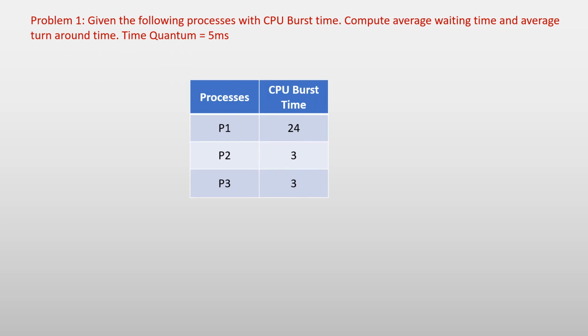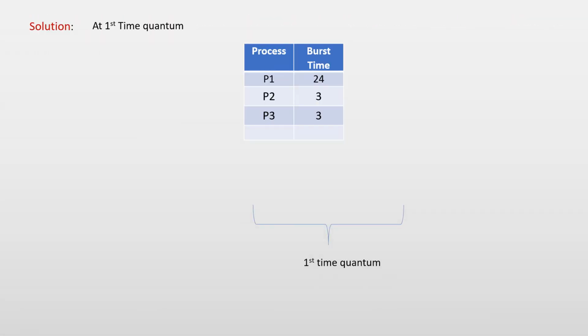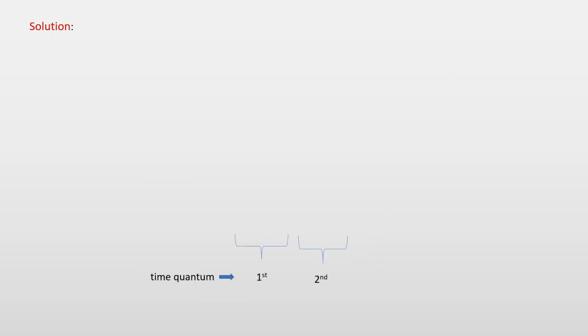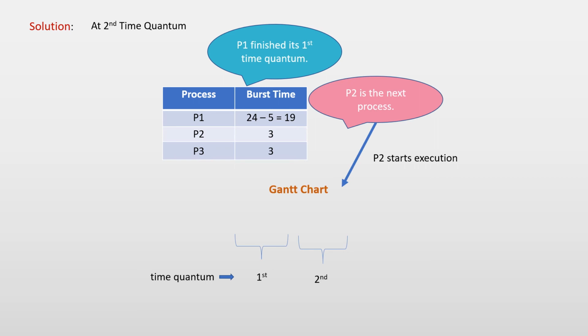Let's see this with examples. Here the question is given with 3 processes, 24, 3, 3, the standard example that we are seeing from the beginning of this session, and the time quantum is 5 milliseconds. In this case, process P1 has arrived first, so it will be given the execution time quantum of 5 milliseconds. So the first time quantum is allocated to P1. The next process in the system is P2, so P2 is given the second time quantum. So P1 executes for 5 milliseconds, then P2 executes.